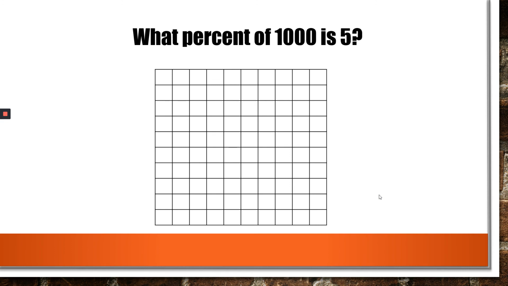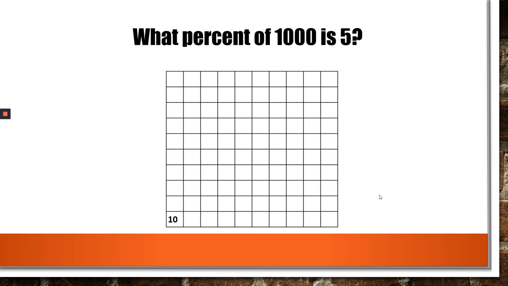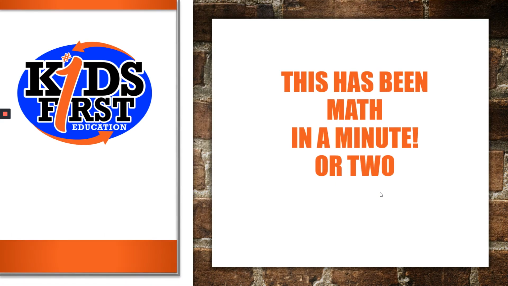This one is my favorite. So we look at the whole, that's 1,000. If you look at this one column, the whole column would be worth 100 because it takes 10 hundredths to make 1,000. Then what would be in one little box? You guessed it, 10. Well, if I have 10 in one little box, how will I represent 5? Yes, half of a box. So that means what percent of 1,000 is 5? 1/2%.